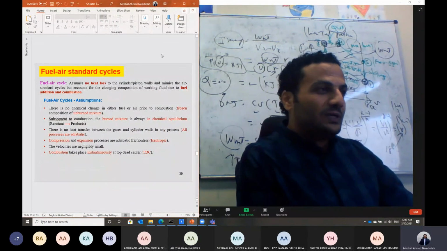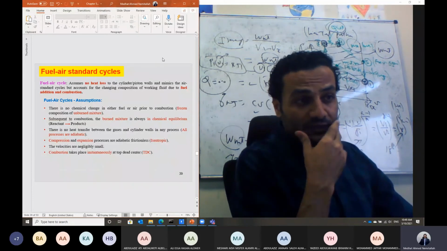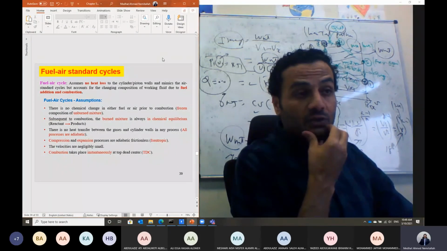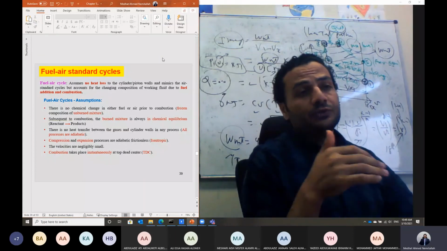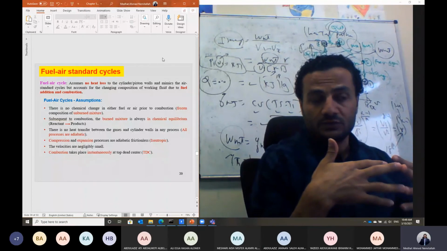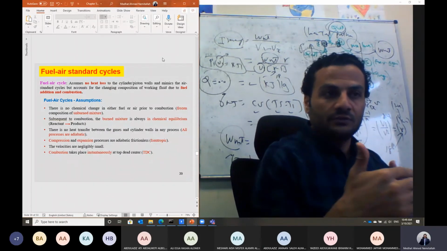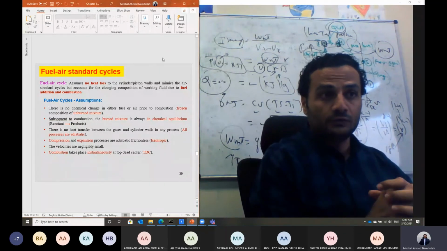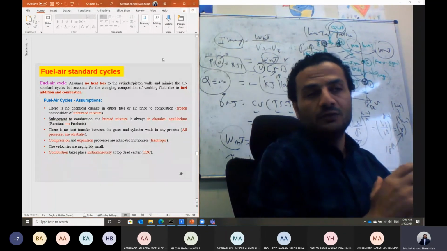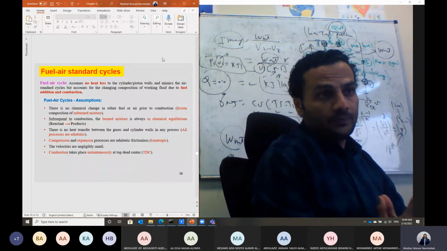Okay, all of our talk, guys, up to now has been about the air standard cycle, which is an ideal cycle in which we don't consider the intake or exhaust valve. We don't consider the combustion process, we just consider heat added and heat rejected. All processes are reversible, we don't have any kind of losses, and mainly the working fluid is air. We don't consider the fuel in this case.